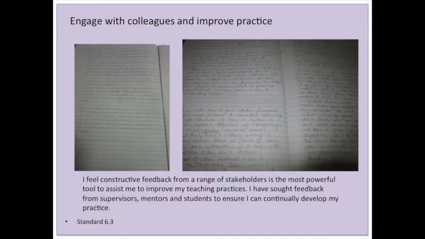I seek out verbal and written feedback from my mentor, visiting teachers and leadership, through them observing my classroom techniques and providing constructive criticism and reflection.